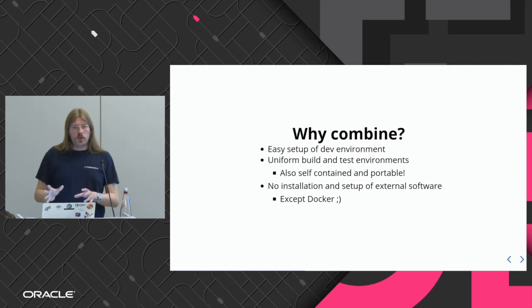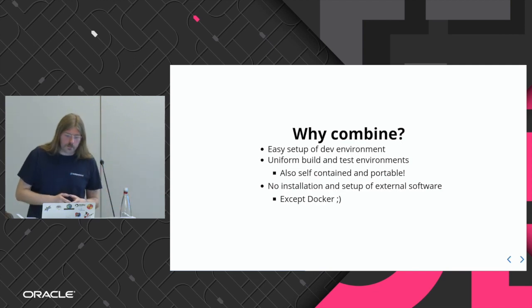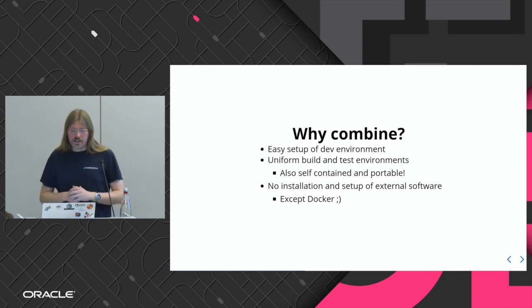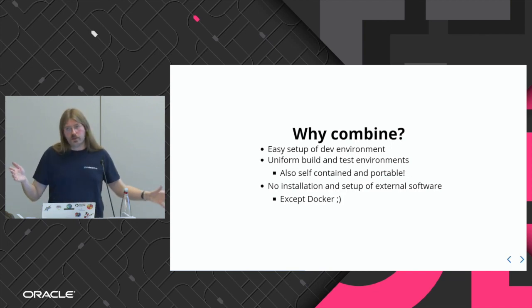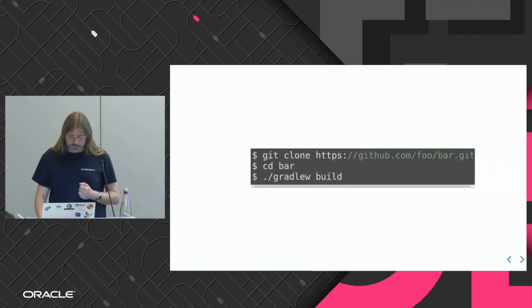And we also want this build and test environment to be uniform across all of our environments. So if it works locally on my machine, it should also work on the CI. So it should use the same mechanisms to bootstrap and set up the environment it's running in. And since we don't want integrated tests, we don't want to install or configure any external software. Of course, we will need Java and Docker, but that's what we have to live with.